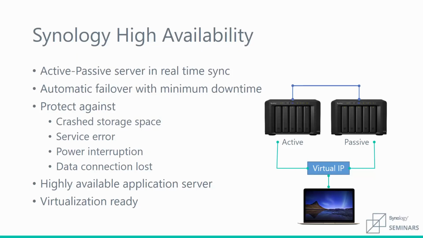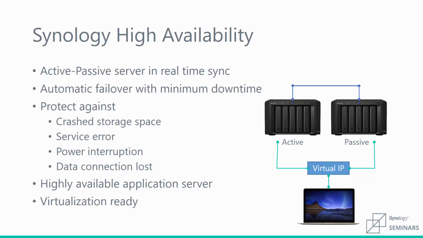So we discussed and demoed the traditional backup utility of Hyper Backup, and now we're going to talk about the local redundancy with high availability. This package allows 2 Synology NAS devices to work in an active-passive relationship with a real-time sync. This allows for automatic failover with minimum downtime. This failover can protect against many different things, ranging from crash storage to a service error to a power interruption.